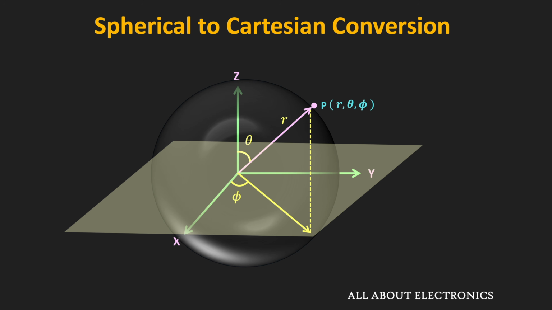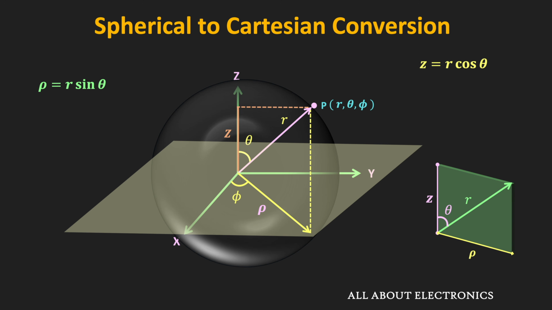If we take the projection of this radius r on the z-axis, we will get the z component. So we can say that z is equal to r cos theta. Similarly, the rho, which is the projection of r on the xy plane, corresponds to r sin theta. If you see the same thing in this plane, you will be able to visualize it better. Here, z corresponds to r cos theta, while rho corresponds to r sin theta.